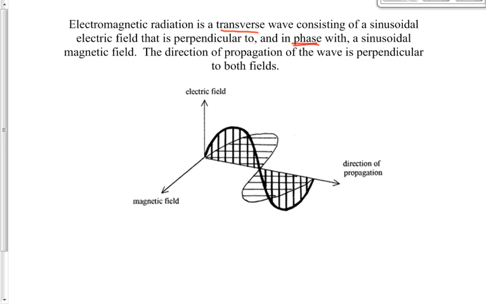So basically, these little things here, I don't know if you remember the names of these things from Physics 20, we call them nodes. The nodes of the electric field waves match up with the nodes of the magnetic field waves. They're in phase with each other.